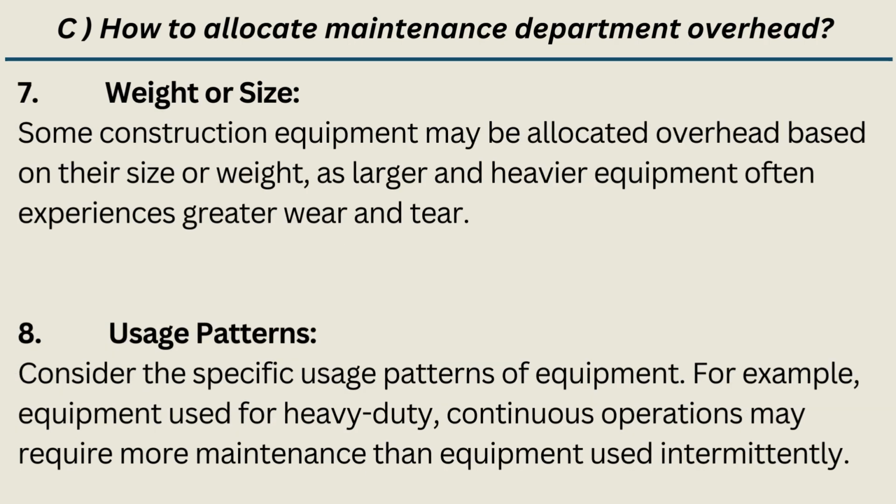7. Weight or size. Some construction equipment may be allocated overhead based on their size or weight, as larger and heavier equipment often experiences greater wear and tear. 8. Usage patterns. Consider the specific usage patterns of equipment. For example, equipment used for heavy-duty, continuous operations may require more maintenance than equipment used intermittently.